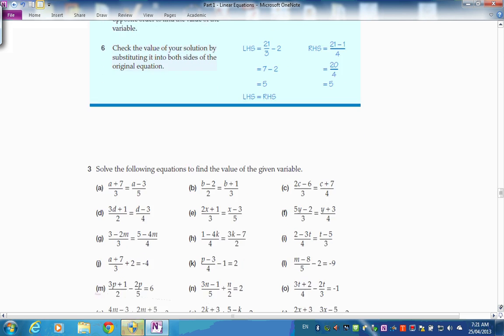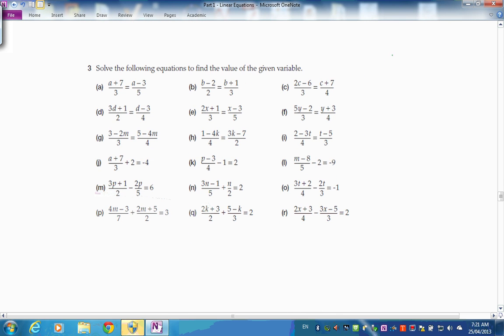Coming down, let's have a look at doing some. So remember the steps. Number 1, find the lowest common denominator, something they both go into, and it's usually the product of the two denominators, unless you can find a smaller number. Okay, find the LCD. Multiply each term on each side by the lowest common denominator.